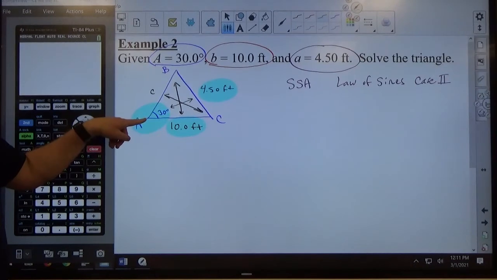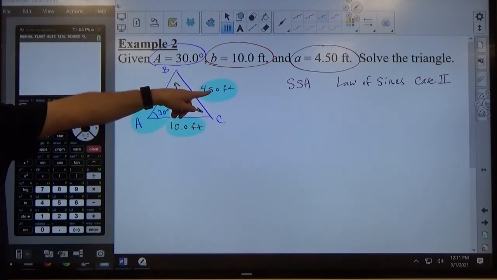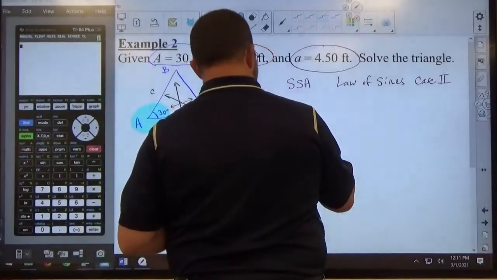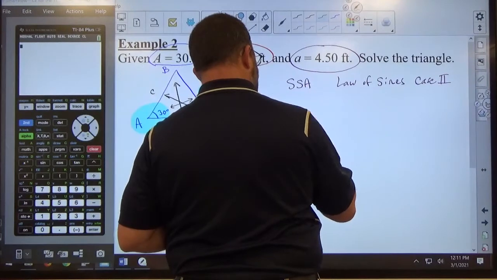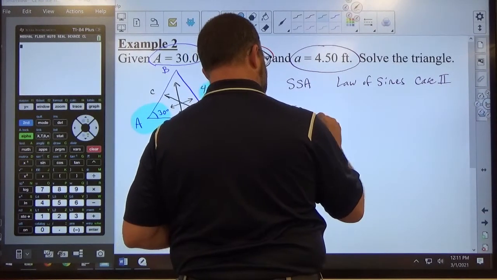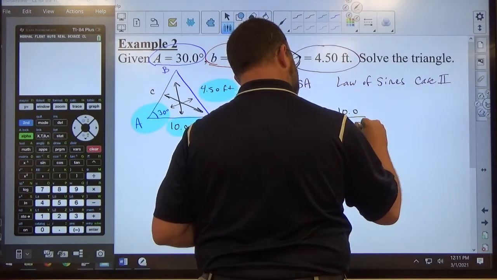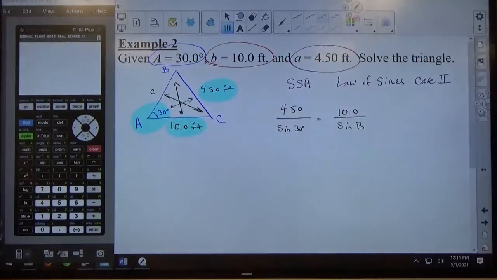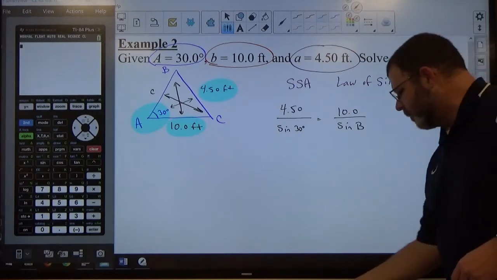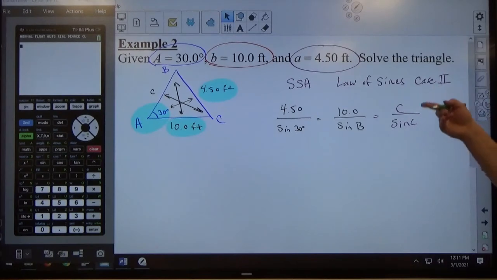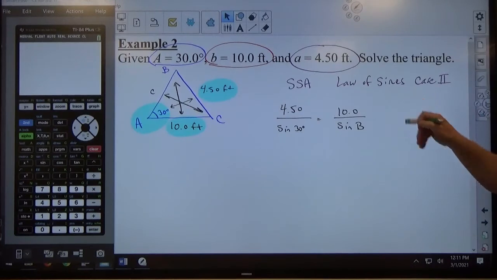So I just focus on the ones that I do have information about. I know angle A. I know side A. I know side B, I don't know angle B. So if I do that part of the law of sines, A over sine of A equals B over sine of B. And I just do the amount of law of sines that's going to be useful. If I put this third fraction on, C over sine of C, that's of no help because I got a bunch of variables in there. So I probably wouldn't even write that part yet.